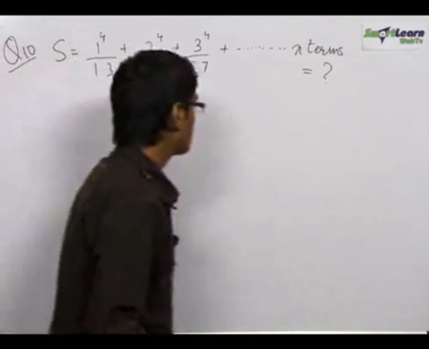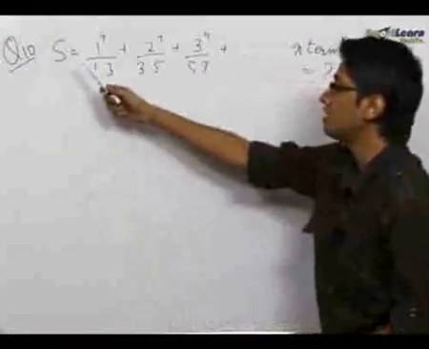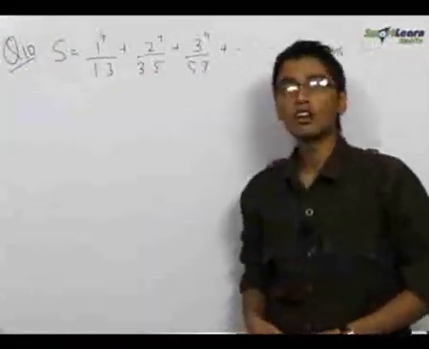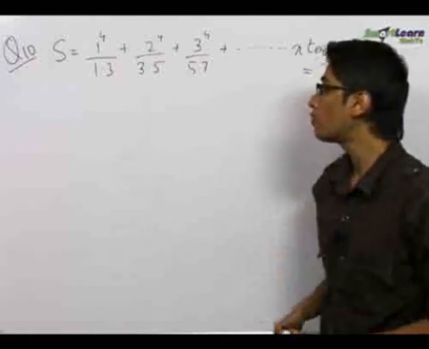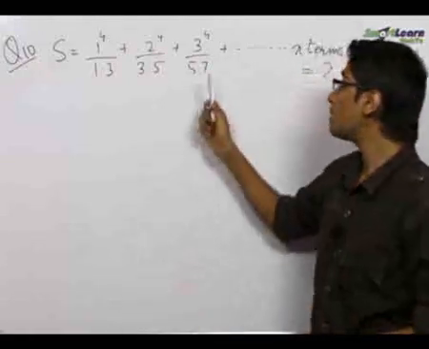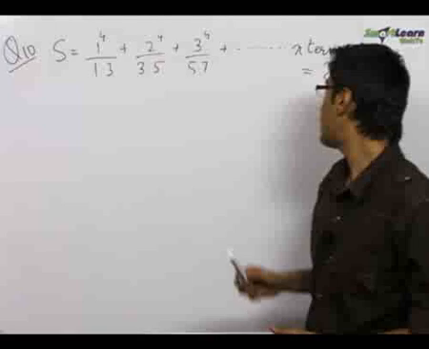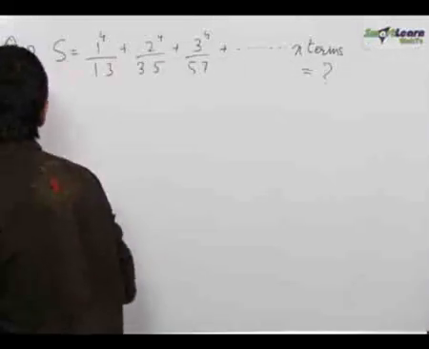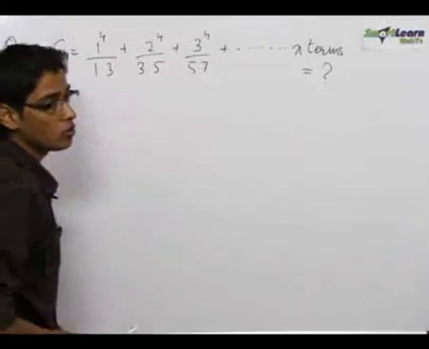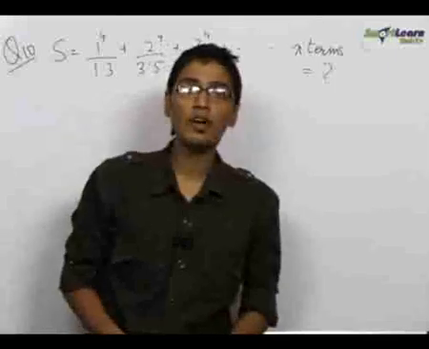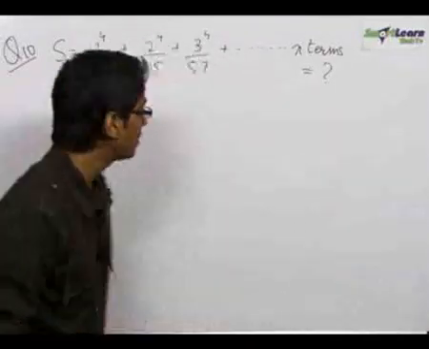In our 10th problem, we need to find the sum of the series which is given to be 1 power 4 upon 1 into 3 plus 2 power 4 upon 3 into 5 plus 3 power 4 upon 5 into 7 up to n terms. Now, in order to find the sum of any unknown series, the first step is to find the nth term of the series.